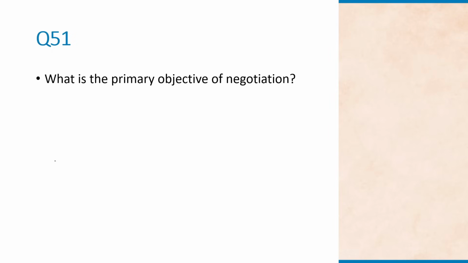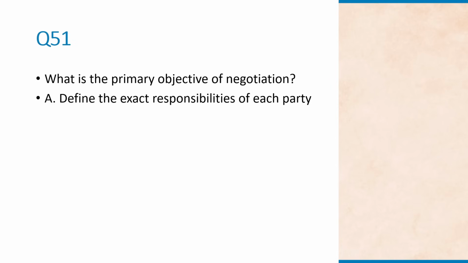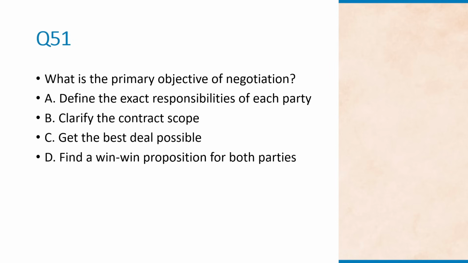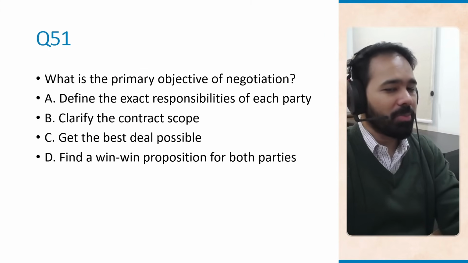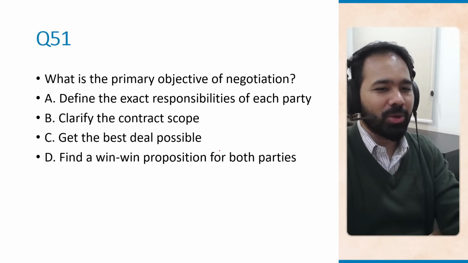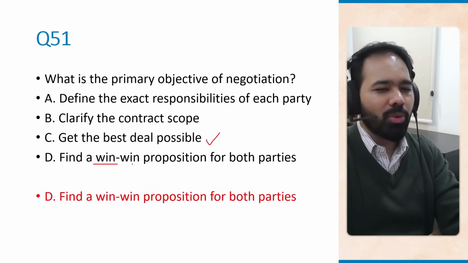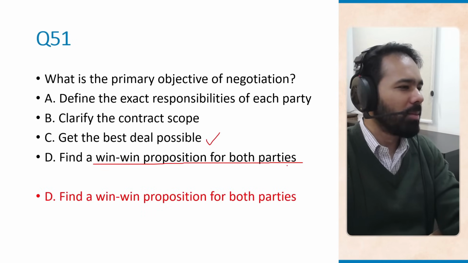What is the primary objective of negotiation? Interesting. Define the exact responsibilities of each party, clarify the contract scope, get the best deal possible, find a win-win proposition for both parties. What do you think negotiation is all about? If you think the primary objective of negotiation would be to get the best deal possible, that is incorrect. The correct answer here is to find a win-win proposition for both parties.